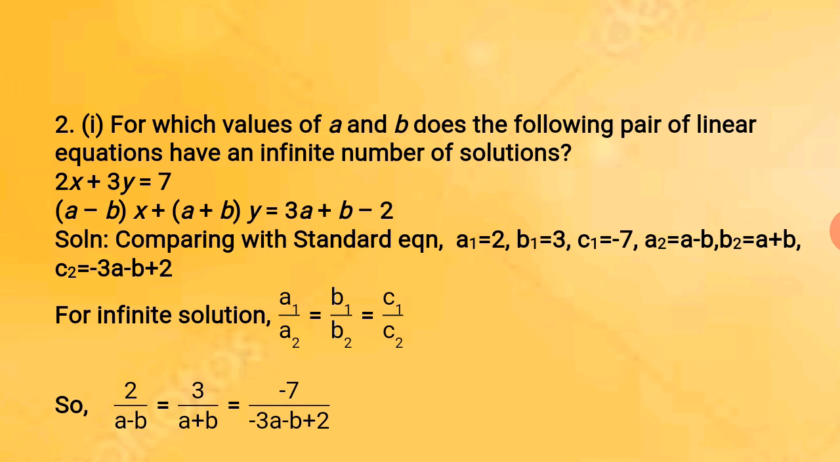Children, in the given question you are told that the pair of linear equations given here have an infinite number of solutions, and the condition to be infinite solutions is a1 upon a2 equal to b1 upon b2 equal to c1 upon c2. Once written, the next step is substitution. Herein you are going to substitute all the values. So you have obtained the last statement that is written here.